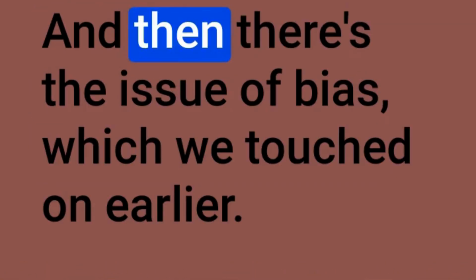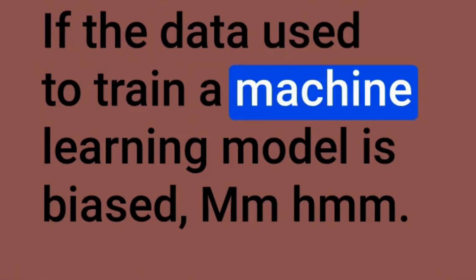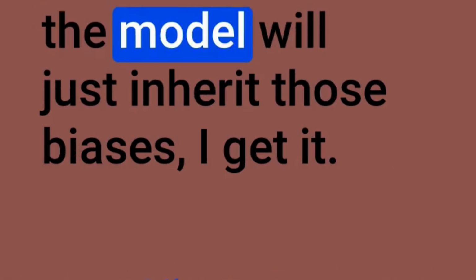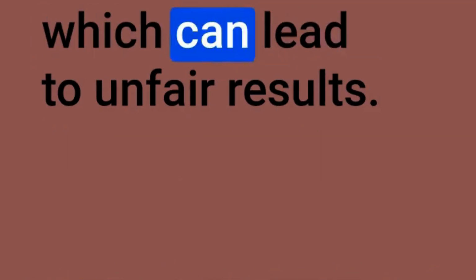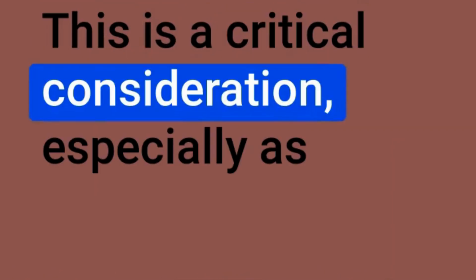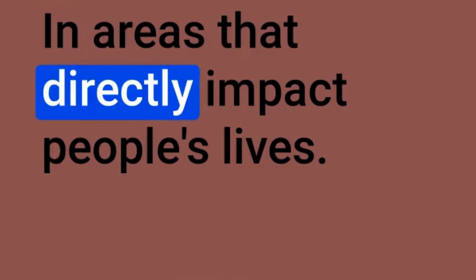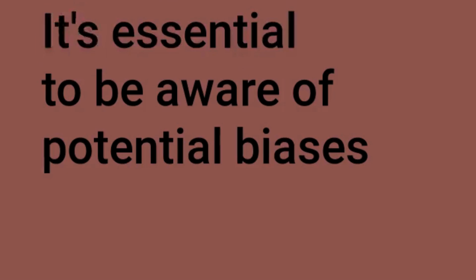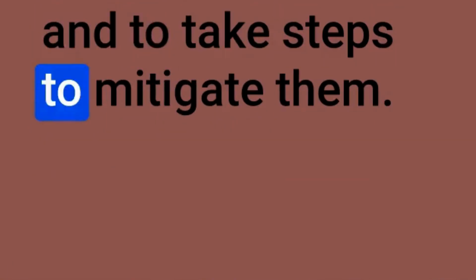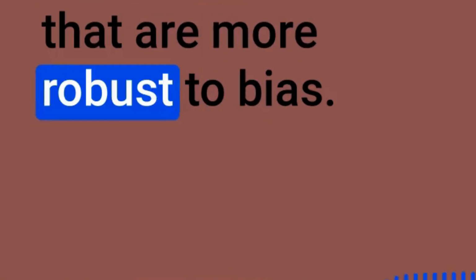And then there's the issue of bias, which we touched on earlier. If the data used to train a machine learning model is biased, the model will just inherit those biases, which can lead to unfair or discriminatory outcomes. This is a critical consideration, especially as machine learning is being used more and more in areas that directly impact people's lives. It's essential to be aware of potential biases and to take steps to mitigate them. This includes carefully curating and auditing training data, as well as developing algorithms that are more robust to bias.